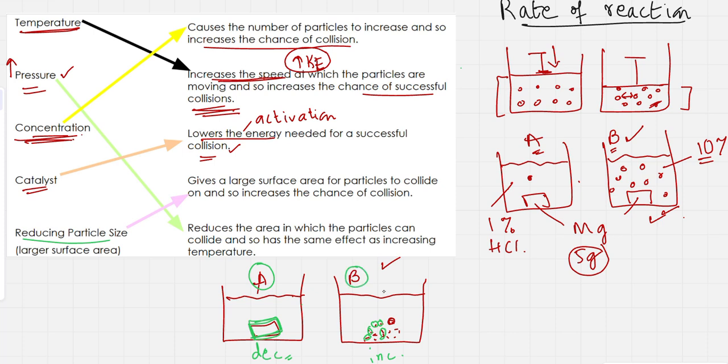However, in beaker B over here, the magnesium powder would be each surrounded by the acid, and since the surface area is increased, each particle is exposed to the acid, and because of which the rate of reaction is much faster over here.